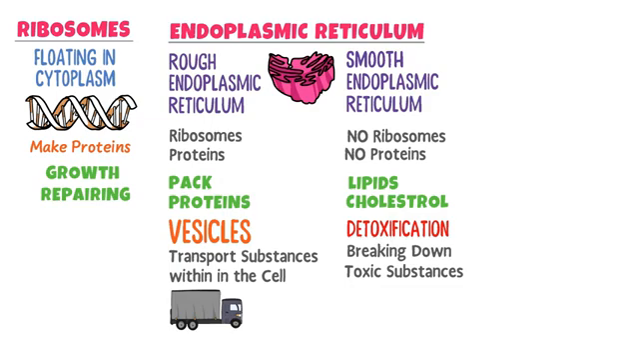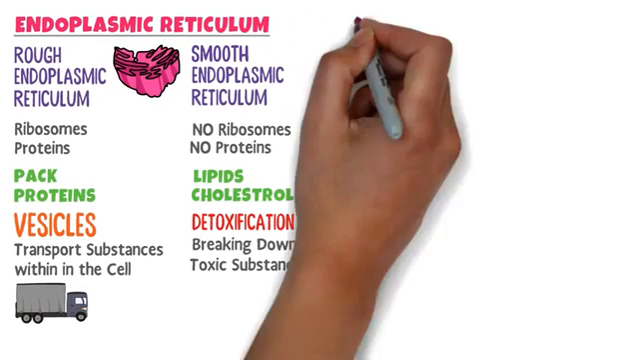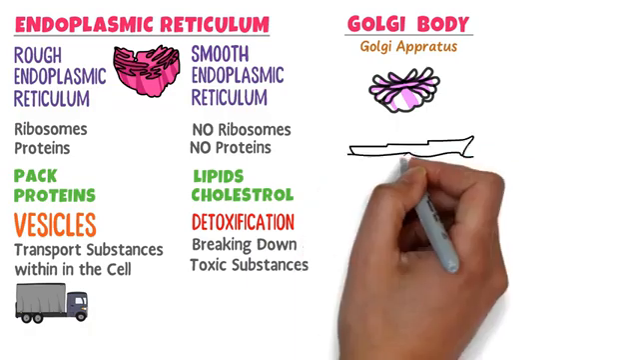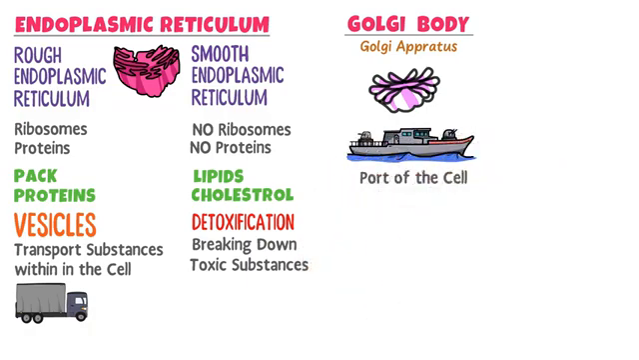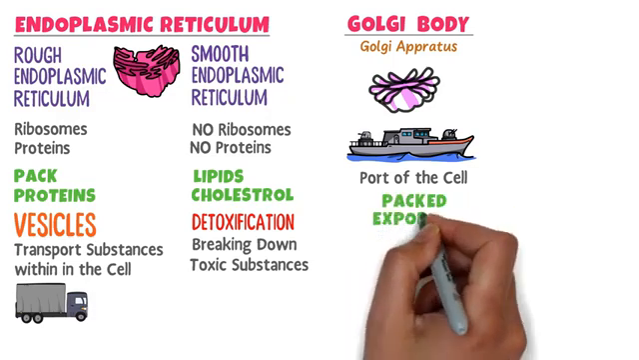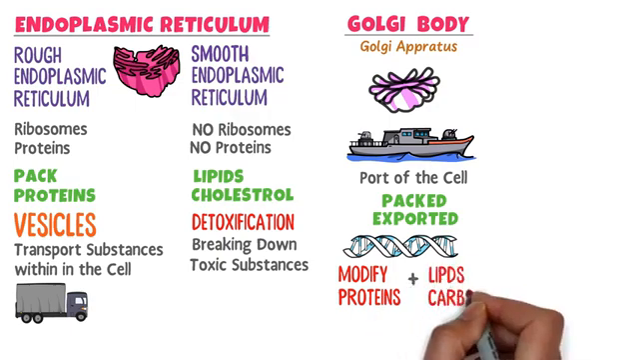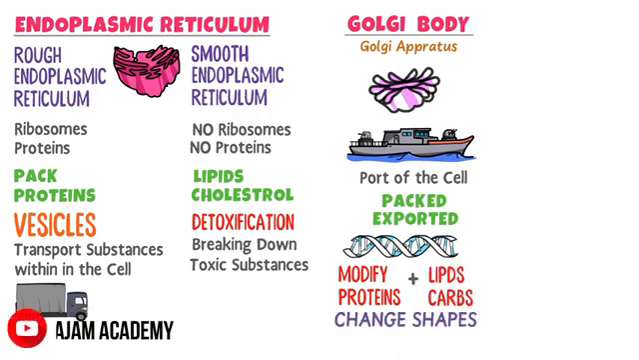The protein formed by the ribosomes and packed by the rough endoplasmic reticulum is transported by the vesicles to the Golgi body, also known as a Golgi apparatus. Golgi is the name of the scientist who discovered it. Remember that Golgi body is the port of the cell, where things are collected, packed and exported. Golgi body receives proteins from rough endoplasmic reticulum. It modifies the protein by giving them proper shape. For example, it will add lipids or carbs to the protein and change the shape of the proteins, because the shape of the proteins plays a pivotal role in its function.